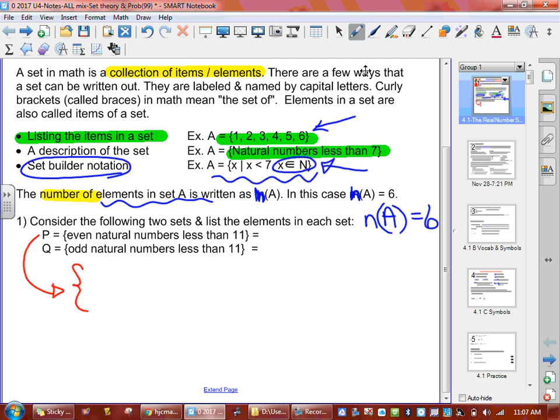Now, we only want the even numbers. So am I starting at number 1? No. So we're going to say 2, 4, 6, 8, 10, and put our curly braces back on. So that is set P.